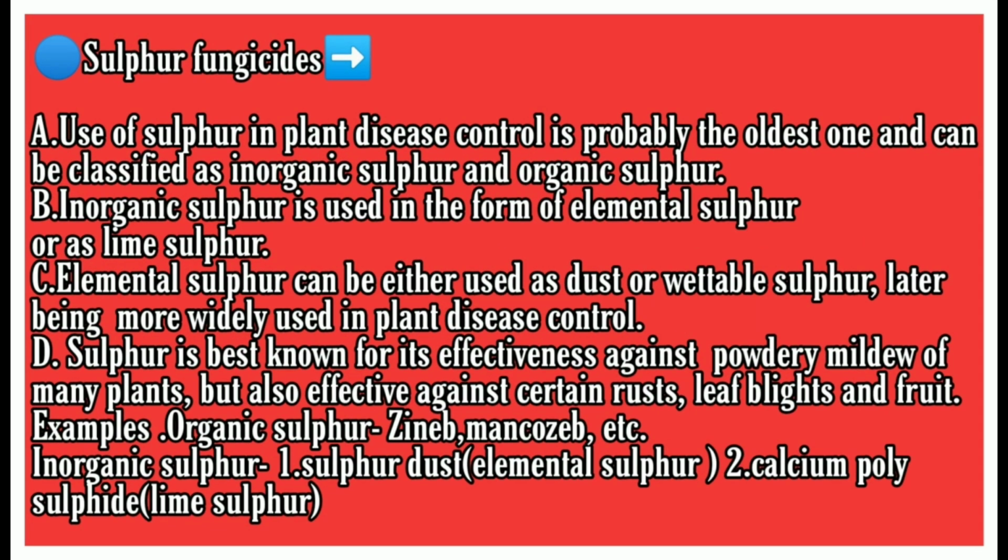2. Sulfur fungicide. A. The use of sulfur in plant disease control is probably the oldest one and can be classified as inorganic sulfur and organic sulfur. B. Inorganic sulfur is used in the form of elemental sulfur or as lime sulfur. C. Elemental sulfur can be used either as dust or wettable sulfur, the latter being more widely used in plant disease control. D. Sulfur is best known for its effectiveness against powdery mildew of many plants, but is also effective against certain rusts, leaf blights and fruit rots. Examples. Organic sulfur: zineb, mancozeb, etc. Inorganic sulfur: 1. Sulfur dust, elemental sulfur. 2. Calcium polysulphide, lime sulfur.